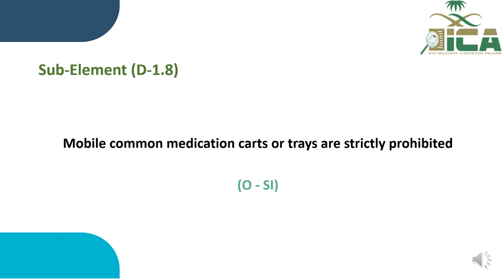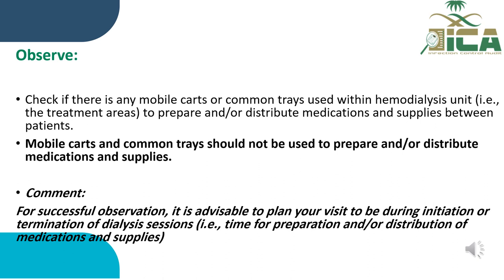Sub-element D1.8. Mobile common medication carts or trays are strictly prohibited. It is determined by observation and staff interview. Check if there are any mobile carts or common trays used within the hemodialysis unit to prepare and/or distribute medications and supplies between patients. Mobile carts and common trays shouldn't be used to prepare or distribute medications and supplies. For successful observations, it is advisable to plan your visits to be during initiation or termination of dialysis sessions.